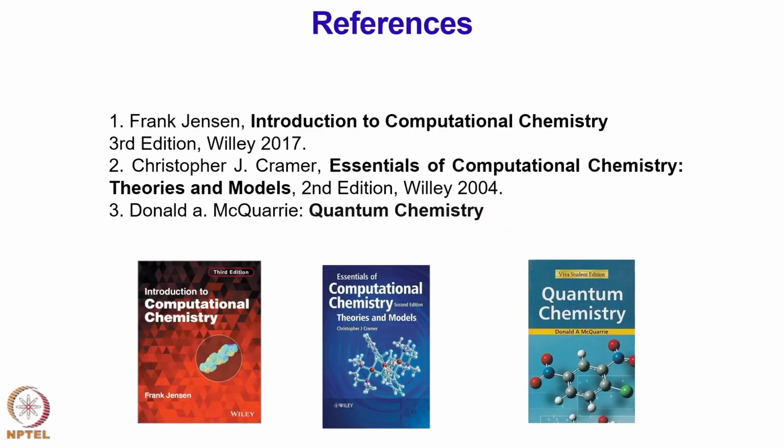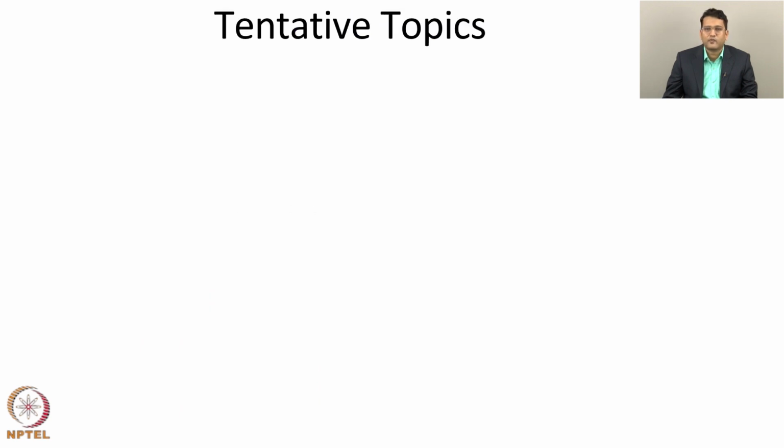So in this course, we are going to use these three books as our reference. The first is Frank Jensen, Introduction to Computational Chemistry. You can see it here. The second one will be Christopher Cramer's Essentials of Computational Chemistry, Theory and Models, second edition. And third one, to learn the quantum chemistry we need for this course, we are going to use Donald A. McQuarrie. The book name is Quantum Chemistry.